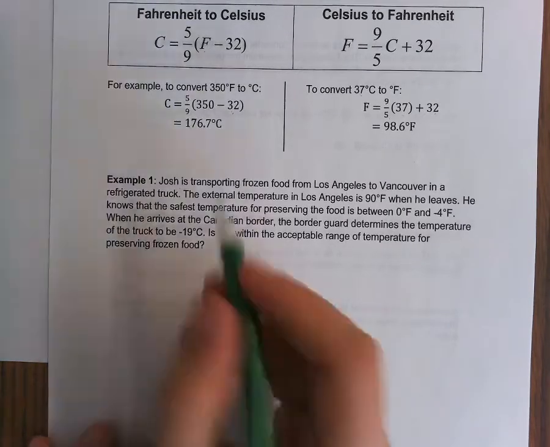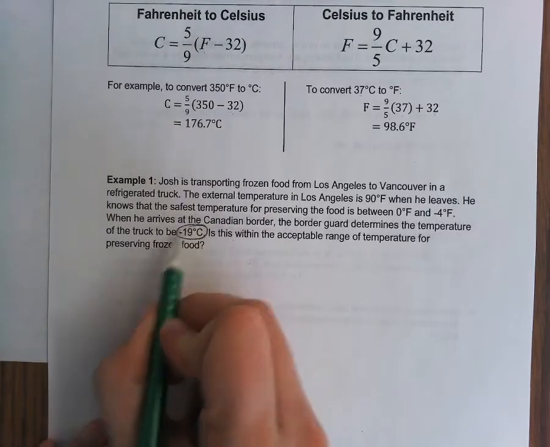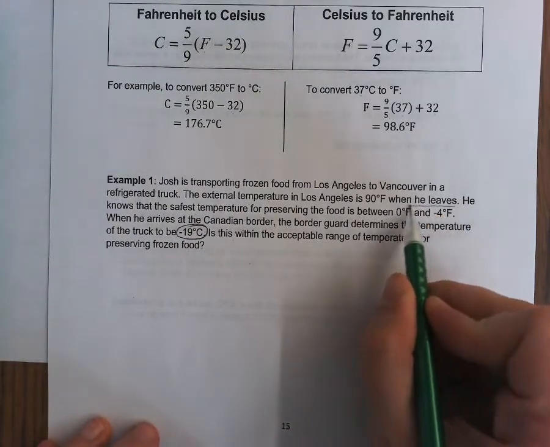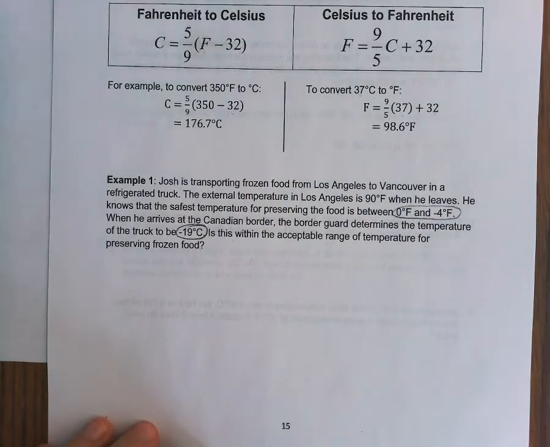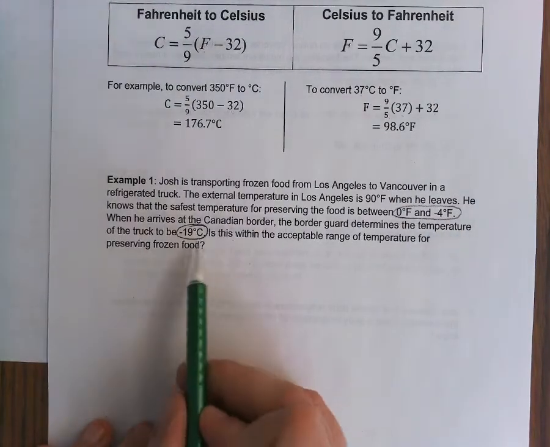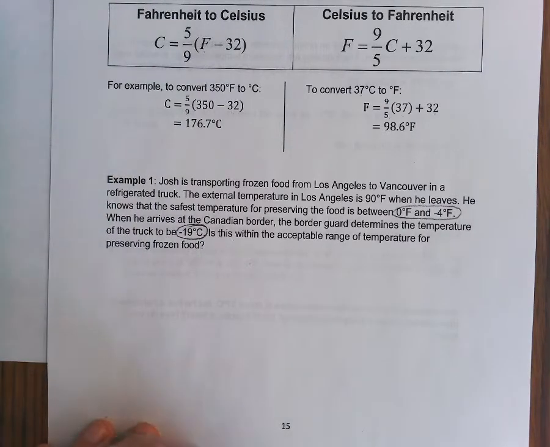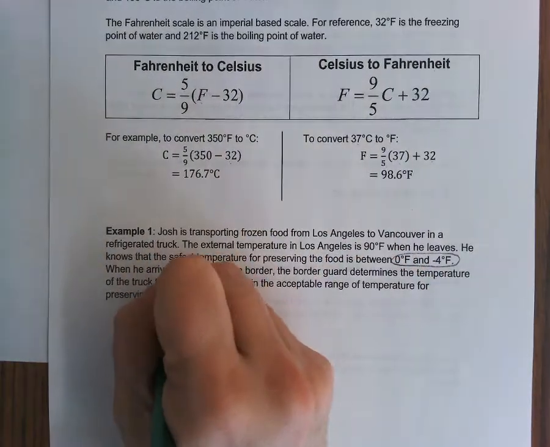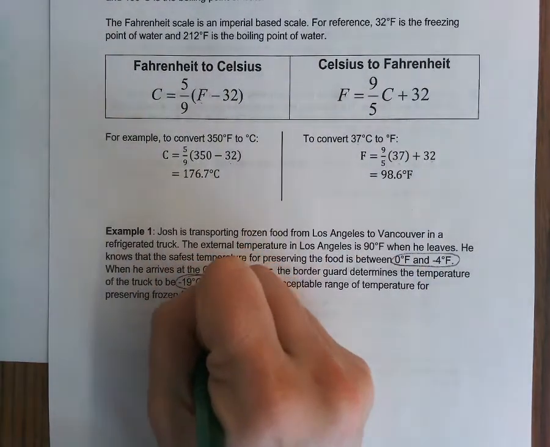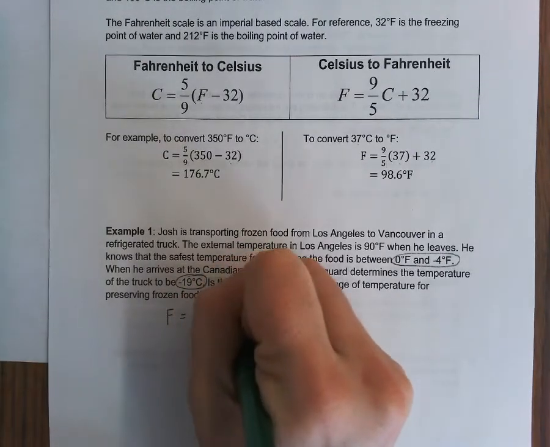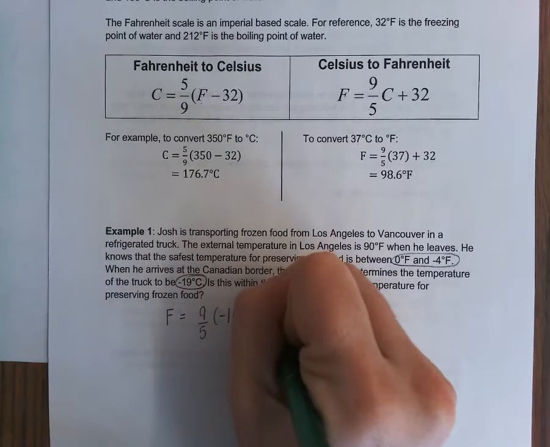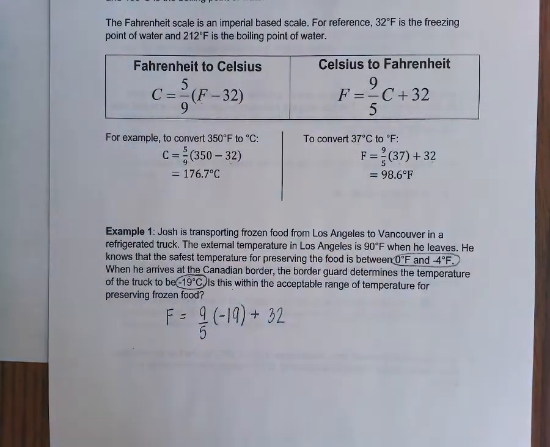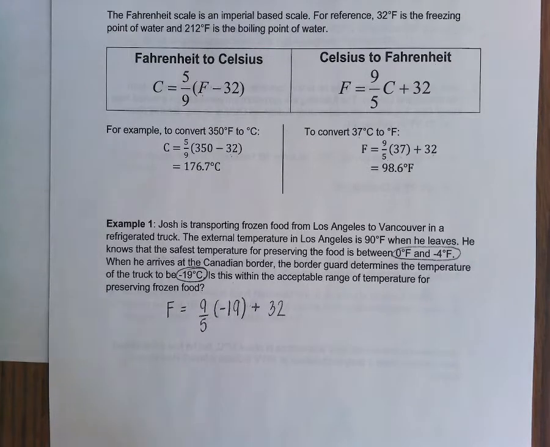So we need to know if -19 degrees Celsius is between 0 degrees Fahrenheit and -4 degrees Fahrenheit, which means we need to convert this into Fahrenheit. So to go from Celsius to Fahrenheit, we're going to use this formula. So Fahrenheit is equal to 9/5 times -19 plus 32. Remember, it's very common to have negative numbers when we're talking about weather, so just be careful that when you're doing your calculation, you don't forget to include that negative.